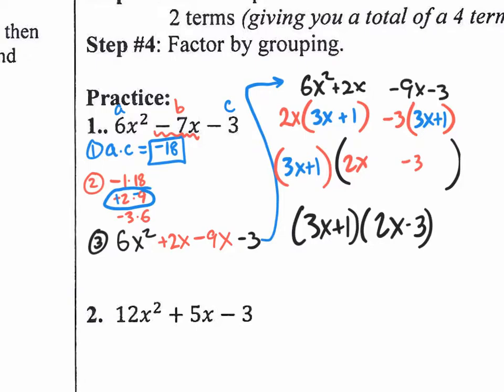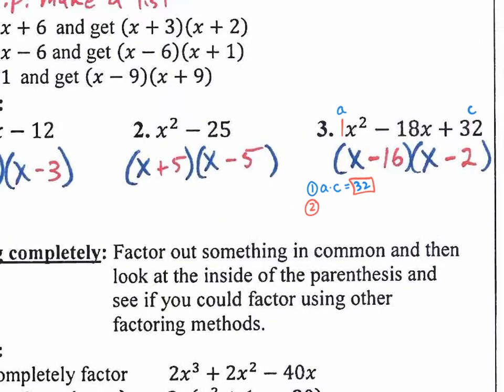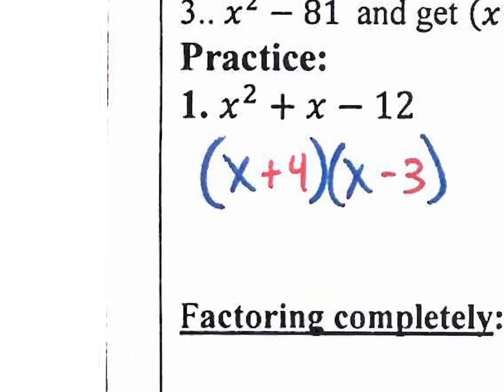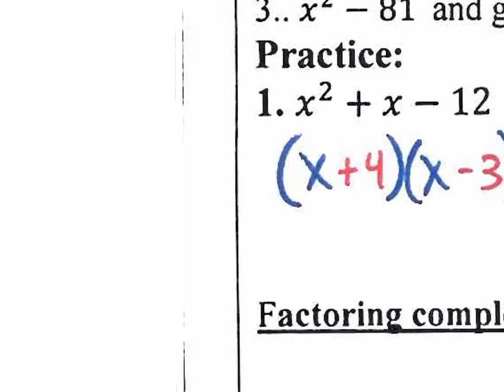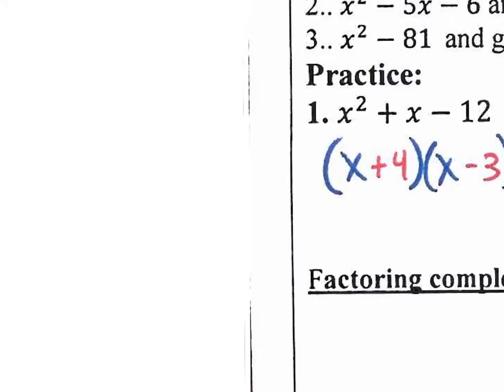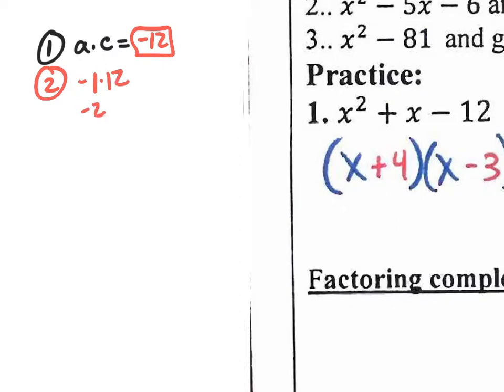So factoring by grouping is everywhere. It's even in these simple ones. Like, check this out. Let's go through the whole process, even though it's completely ridiculous, but watch this. Step 1, multiply a times c. What's a? Well, what's a? This is the answer. But what's a and what's c? So 1 times negative 12, that will give us negative 12. And then step 2, think of the multiples of that answer, like negative 1 times 12, negative 2 times 6, negative 3 times 4. And which of those pair numbers combines together to give us the middle value b, which is 1? That'd be the negative 3 and the 4.